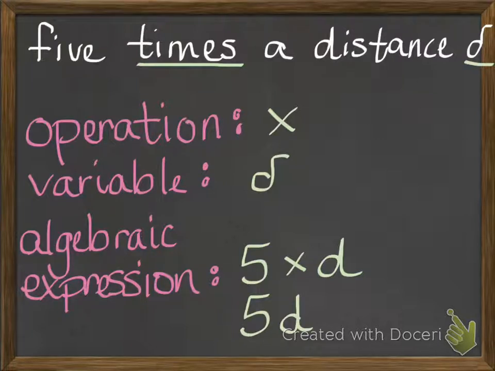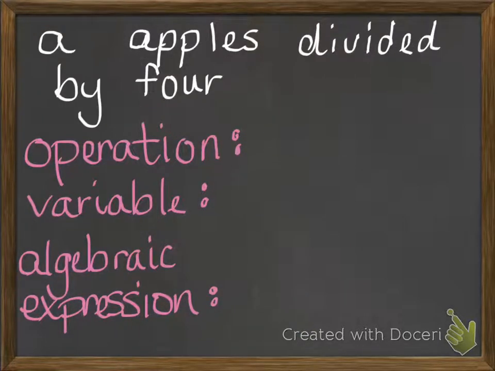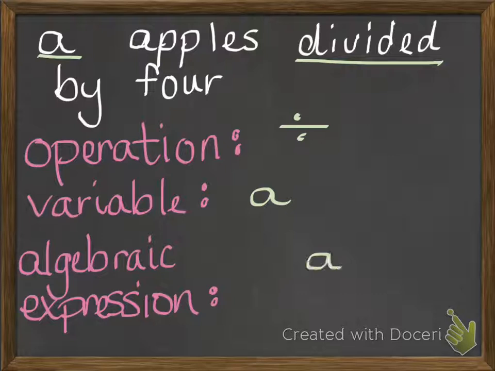You can't do this with any other operation, just multiplication. A apples divided by 4. So A apples divided by 4. Well, this tells me explicitly that we are using division. The variable is A, and then the algebraic expression, A apples divided by 4.